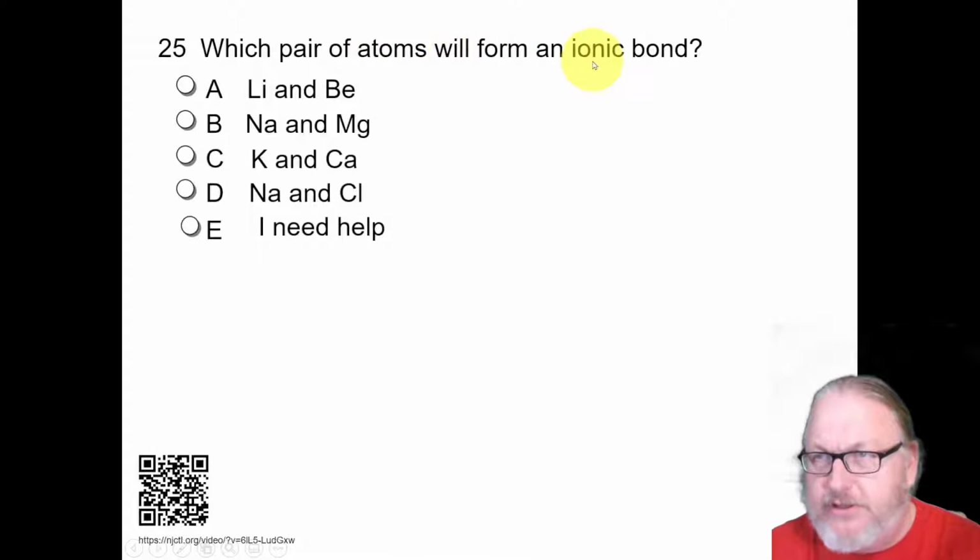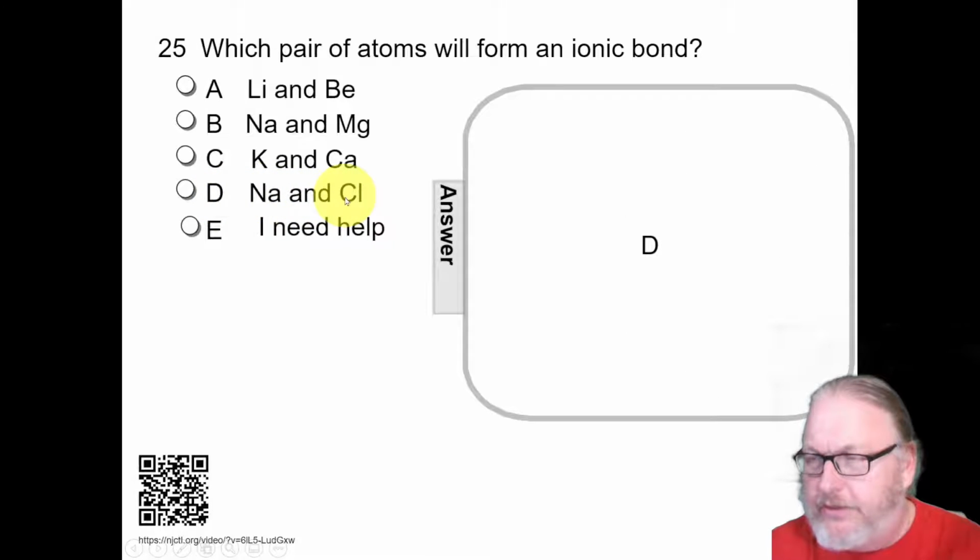Which pair of elements will form an ionic bond? Think about it. Which has got a metal and a nonmetal? Pause. And of course, you see sodium and chlorine, otherwise known as salt.